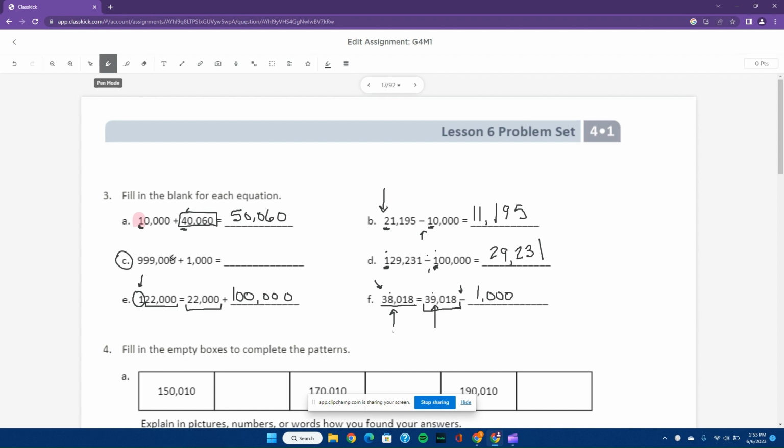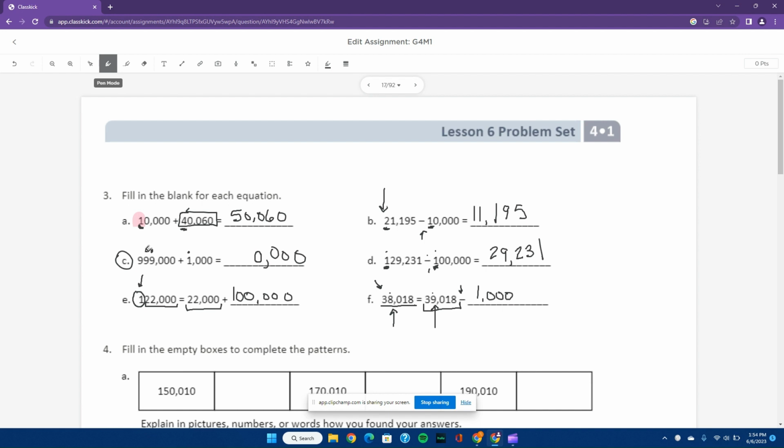Letter C is a little bit challenging because I have 999,000 plus 1,000. So if I were to put this 1 with this 9 here in my thousands place, I'm going to create a 10. And what happens when I have a 10 in a certain place value? Well, 10 of one place value is worth 1 of the next greatest place value. So my ones, tens, and hundreds are going to stay the same. This 1 plus the 9 is going to give me a 10 in my thousands place. And we're going to bump it up to the next place value, the 10,000s.